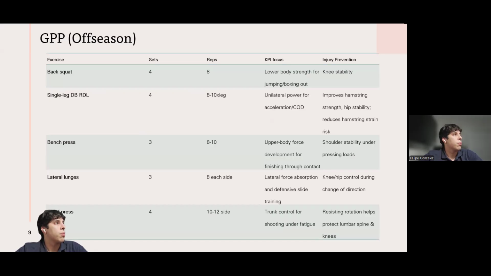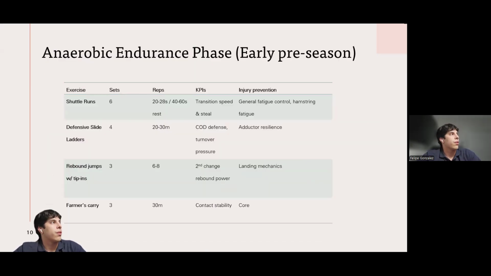Now, as for the potential program breakdown that I was discussing earlier, we can see over here, for example, for the general preparation phase, where our goal will be to build foundational strength, neuromuscular control, and tissue resilience. We're also going to have an aerobic endurance phase, early preseason, where we're going to be looking to improve repeat sprint ability and defensive movement efficiency.